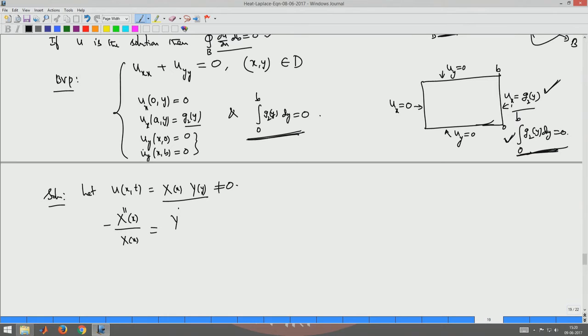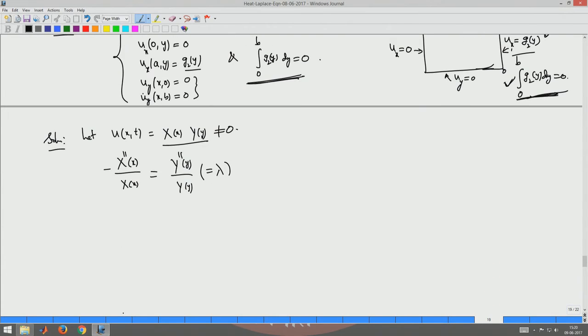So, you have y double dash of y by y of y. It is both functions of x here and functions of y here, which cannot be the same unless they are constant. So, this is a constant. Now, this Laplace equation becomes two ordinary differential equations, like in the earlier video.